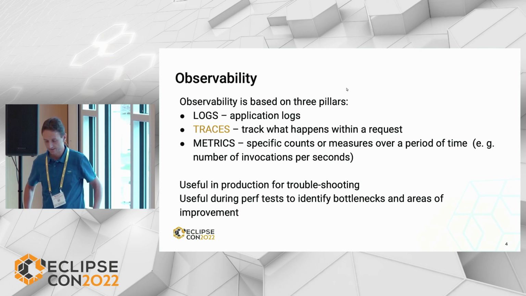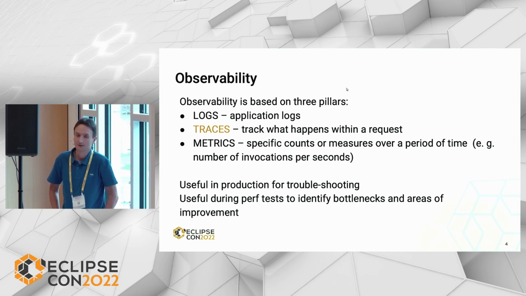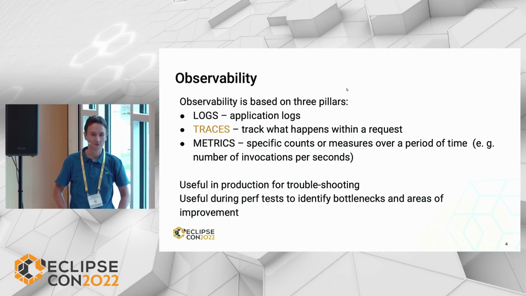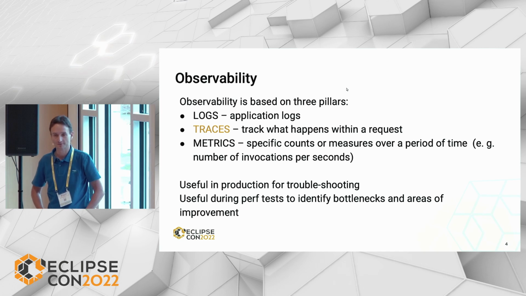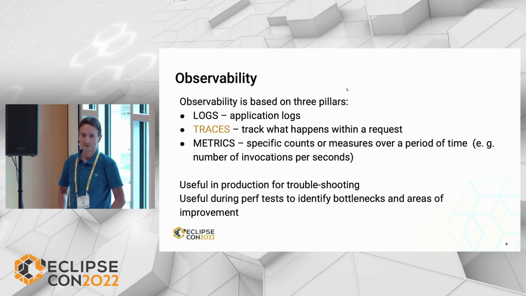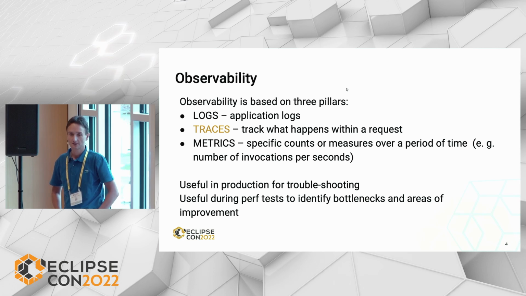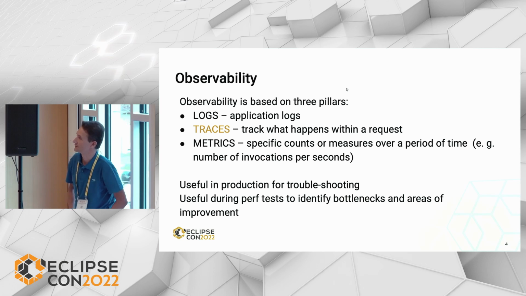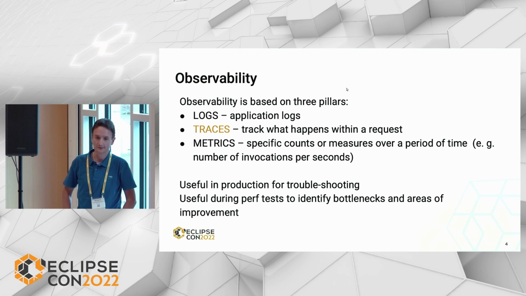Observability is usually built on three pillars. Logs. Everyone here, I'm sure, knows logs and the importance of having good logs with proper granularity to diagnose issues. And then we have traces and metrics. Today we will just talk about traces, but OpenTelemetry can also deal with metrics. It won't be discussed today for timing reasons. So this is super useful in production, as we will see.